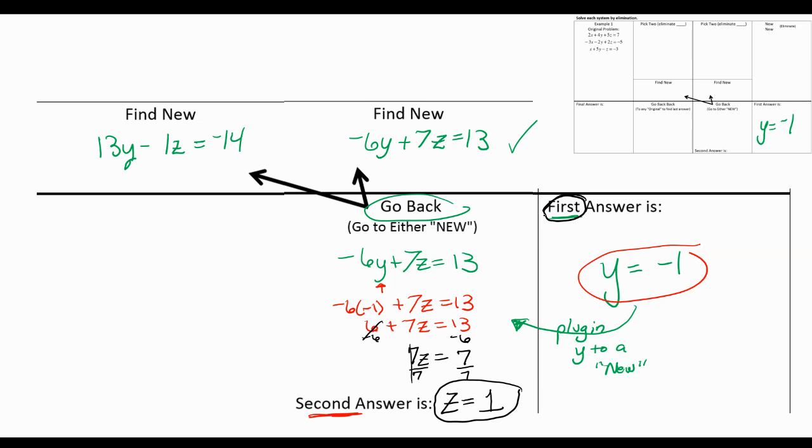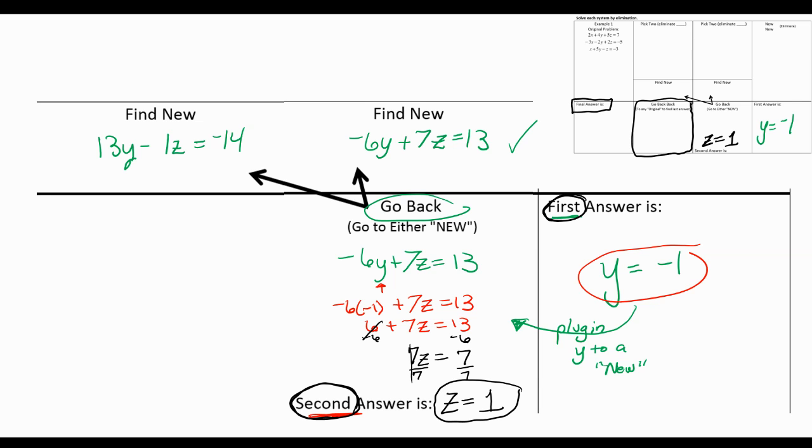So we got our first answer, that y was -1. Now we have our second answer, z is 1. We just have to find x and we're all done, okay? So our second answer here is z is equal to 1. Okay, so we have just this box, and then we can finally write down our final answer.